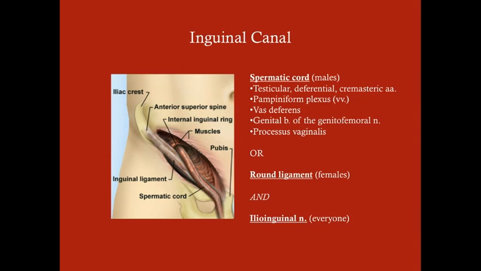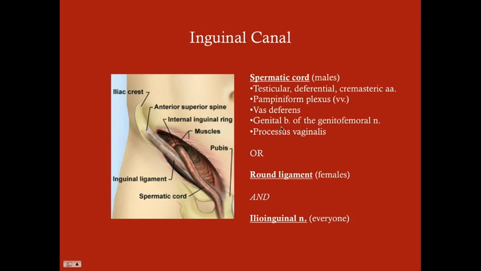So what does the inguinal canal transmit? Well, we already said it transmits the spermatic cord or the round ligament, spermatic cord in a male, round ligament in a female, and it transmits the ilioinguinal nerve for everybody. And that is true. But when we say spermatic cord, what the heck does that mean? The spermatic cord is arteries, veins, reproductive structures, and it also has a nerve. So you've got the testicular, deferential, and cremasteric arteries. Basically, all the arteries are going to supply the testes and all the structures around it.